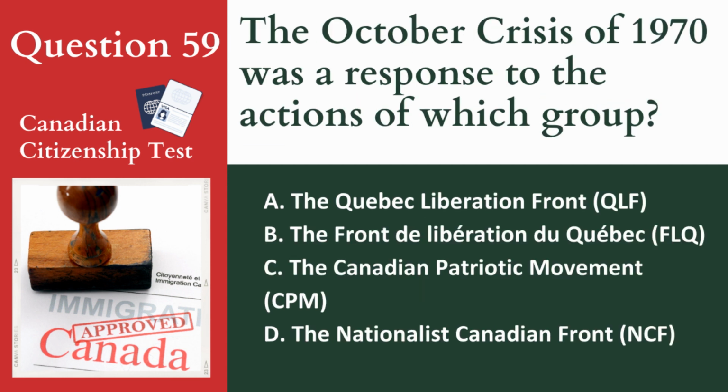Question 59. The October Crisis of 1970 was a response to the actions of which group? A. The Quebec Liberation Front, QLF. B. The Front de Libération du Québec, FLQ. C. The Canadian Patriotic Movement, CPM. D. The Nationalist Canadian Front, NCF.